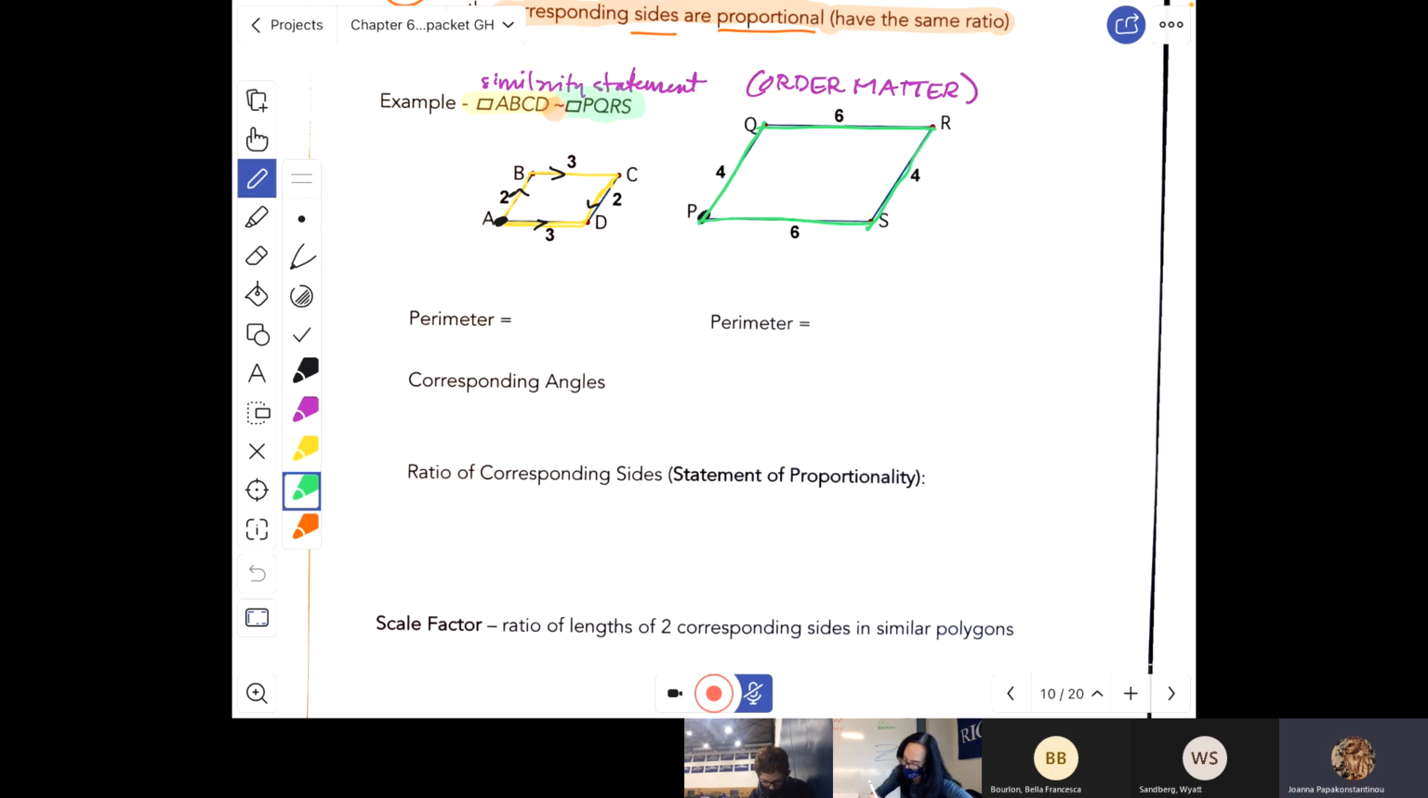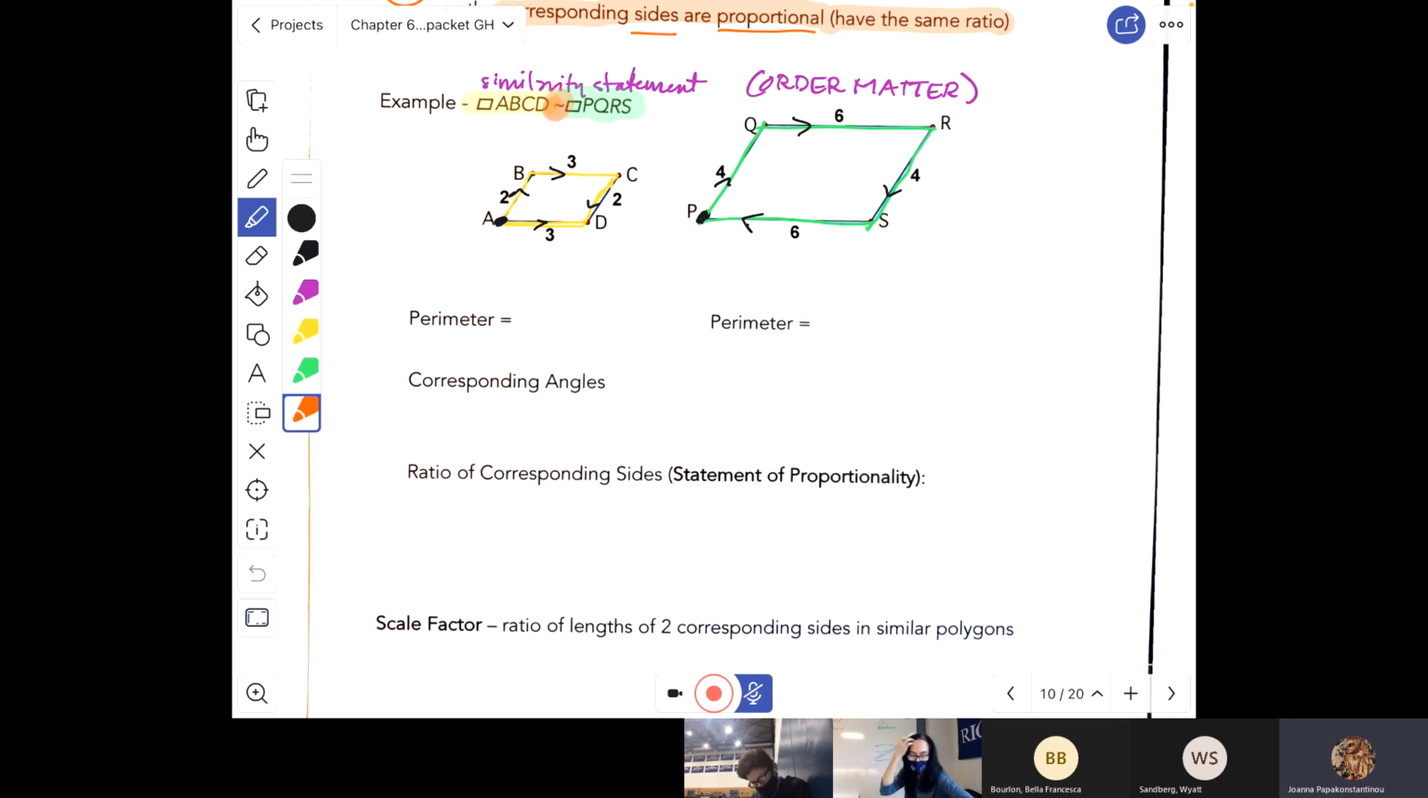So the order matters. I'm starting here and I'm going this way. Does that make sense? For two polygons to be similar, the way we list them in the similarity statement, we have to pay attention to the order. We have to start at corresponding vertices, and then we travel the two figures in the same order. Again, we know them to be similar because of that little tilde.